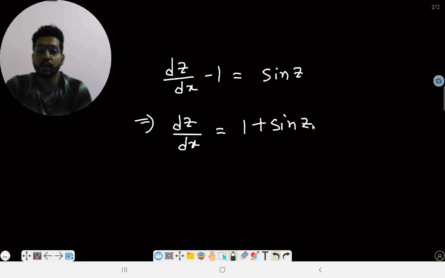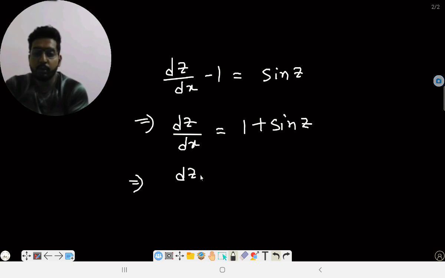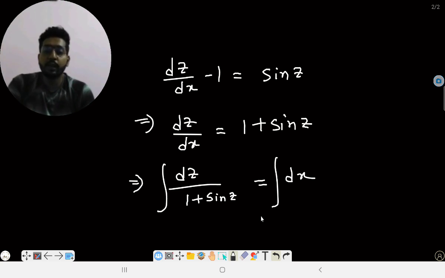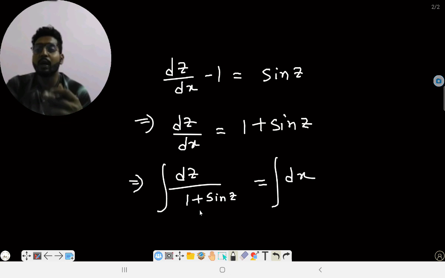Now here we can use the process of separation. If you use separation, that will become dz by (1 plus sine z) equals dx. Separation done. Now integrate both sides. How to integrate 1 by (1 plus sine z)? Since there is 1 plus sine z, you have to multiply numerator and denominator by 1 minus sine z. If it was 1 minus sine z, then you would multiply by 1 plus sine z.